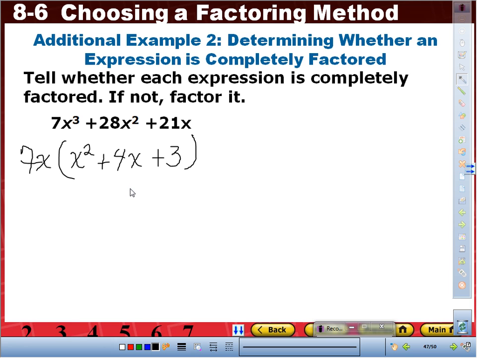Yes. Step 2, let's check for a pattern. Let's see if it has those patterns that we learned yesterday. Can we take the square root of the first term? Yes, it's x. How about the last term? No. Then we cannot find our factors using that pattern. Is that correct? Yes. Therefore, do we have a quadratic trinomial here? Yes, so from here we open two parentheses.